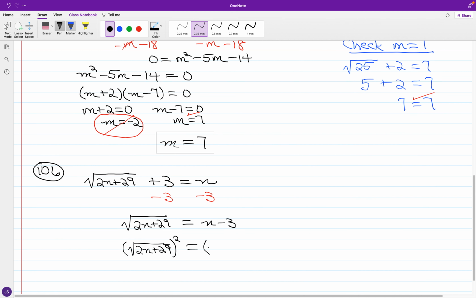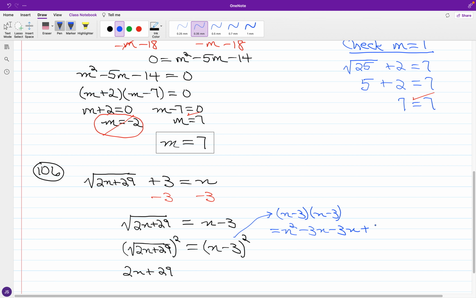Okay, so the left hand side, we're going to have 2n plus 29. Again, for the square of n minus 3, we'll have n minus 3 times itself. In expanding, we've got n squared, and back to back negative 3n terms for the outside and the inside products, and the last product is going to be 9.